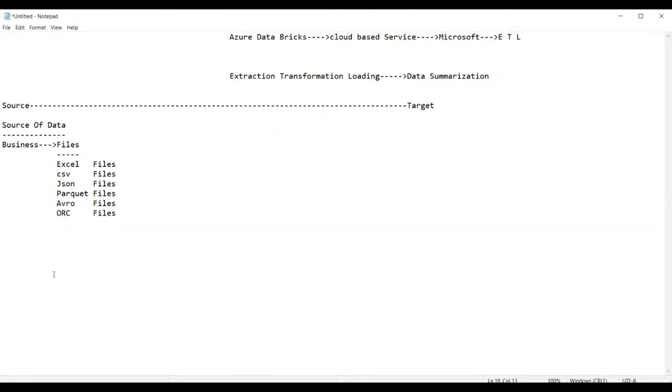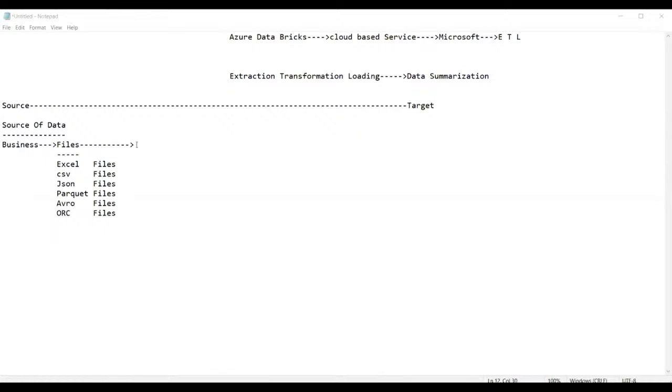Anyways, don't worry about the files. Once we get into the subject, I will explain each and every file. Don't worry now. So this is nothing but the data we get. From where? From these files. From these files, we get the data.